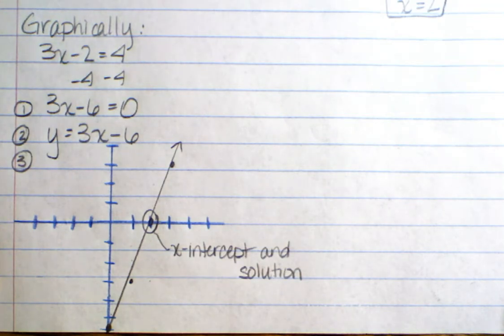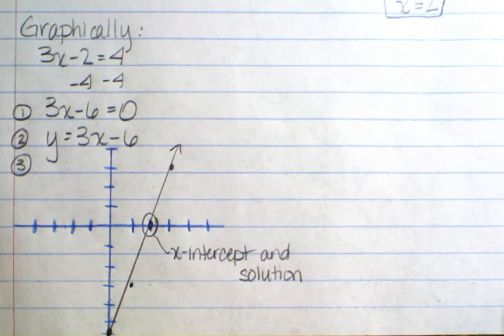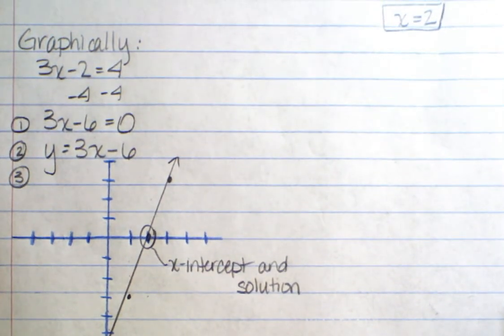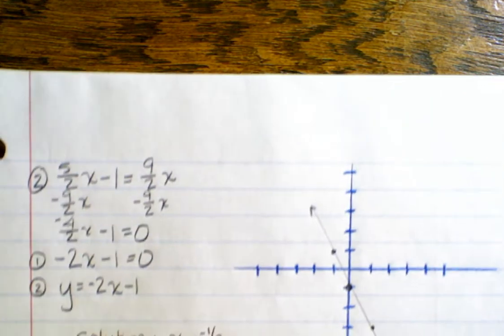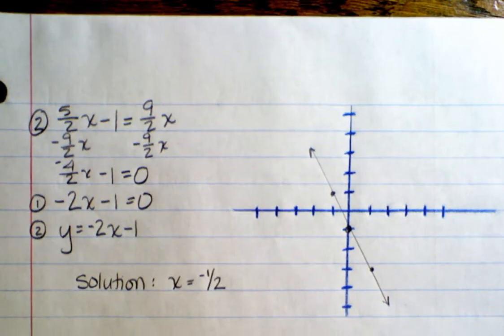Now the x-intercept, which I have circled on this graph, is the solution to that equation. We have x equals 2 when we solved it algebraically, and that graph crosses the x-axis at positive 2. So that just verifies that our solution is indeed correct. So let's look at another example. This time we're just going to solve it graphically.